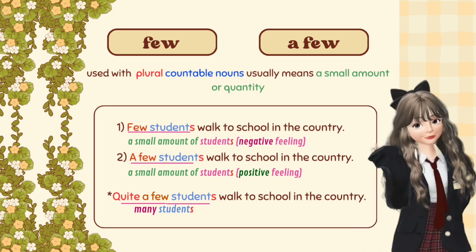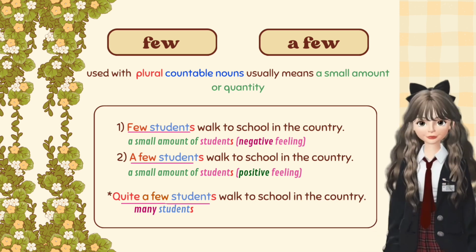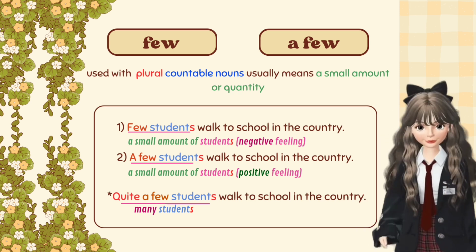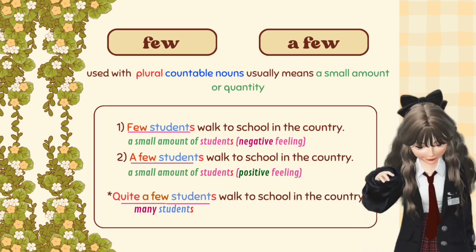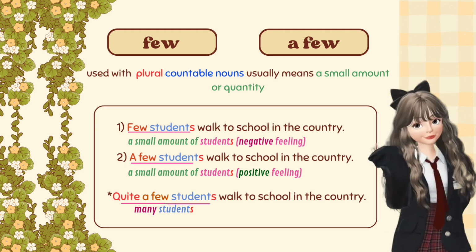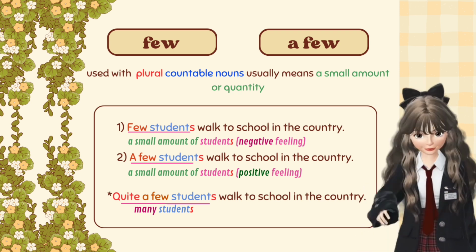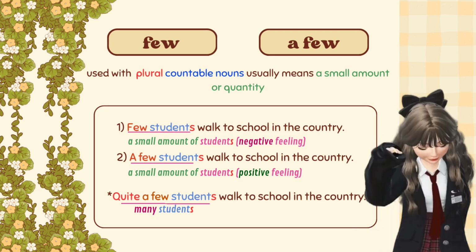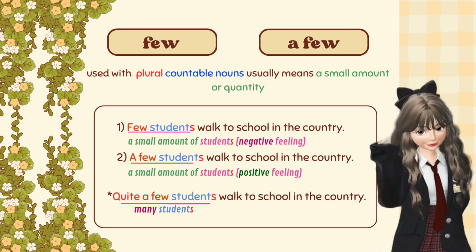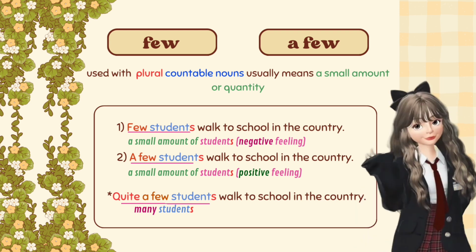In this case, the emphasis is on there being a small amount of students that actually walk to school, but there are at least some students that walk. So number 1 is implying that there are small amounts, maybe in a negative way. And then in number 2, a few students is saying that, well, I know there is a small amount, but some students do walk to school, okay?